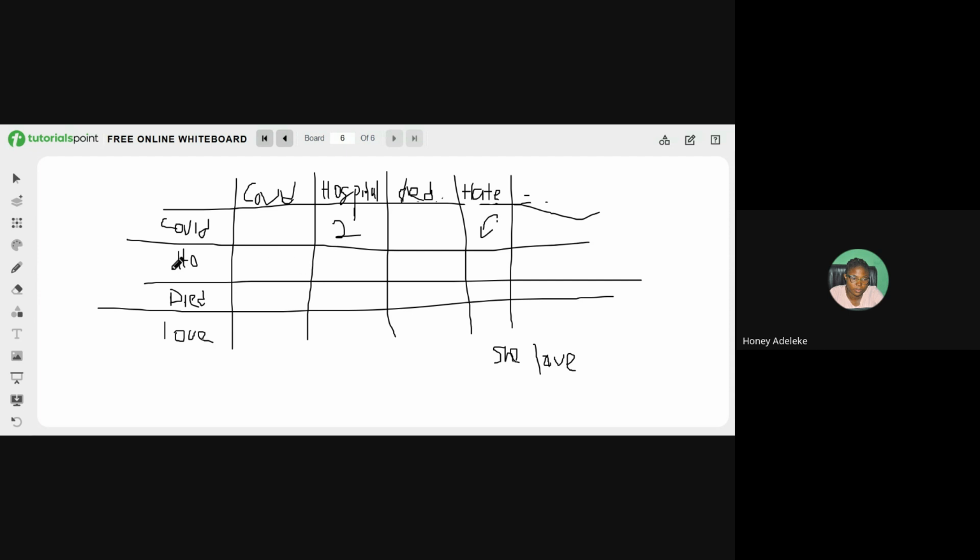Then you go to the next word again. This is hospital and COVID. Okay, go ahead. So you know that we have hospital and then we have died there. Which there in that sentence is replacing hospital? Would it count in this case?